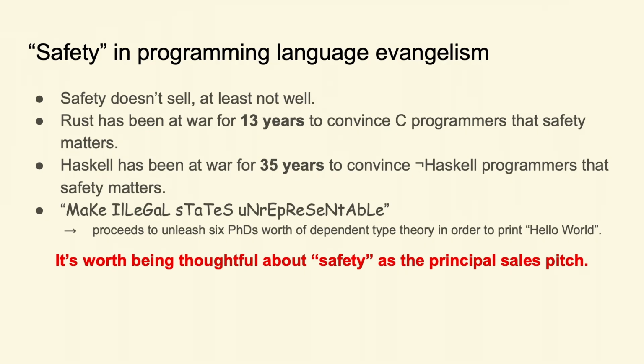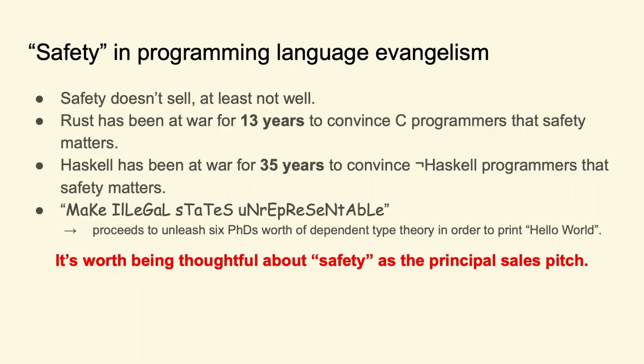Rust has been at war, especially if you're on Twitter. I don't know, heaven forbid, perhaps you're not. But if you are, you constantly see bickering about, we're going to rewrite everything in Rust, and C is full of CVEs and issues and whatever. They've been at war for 13 years. Haskell has been at war with everybody who's not a Haskeller for 35 years now, harping on specifically safety.